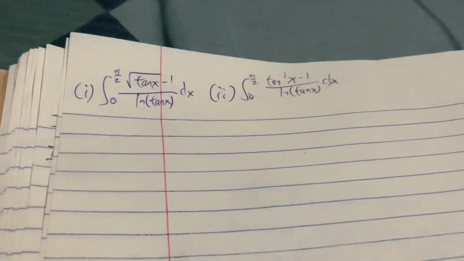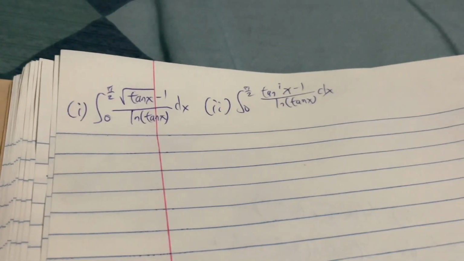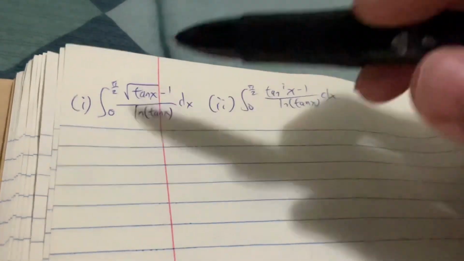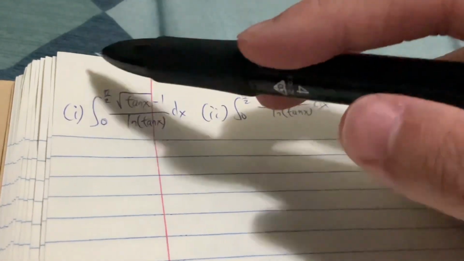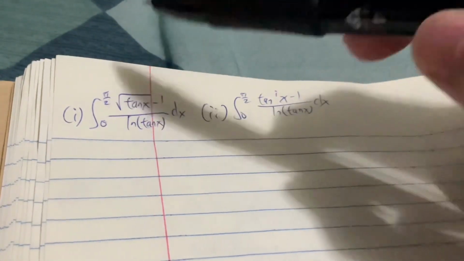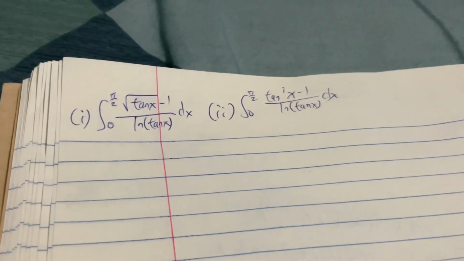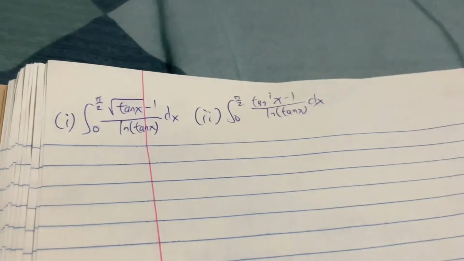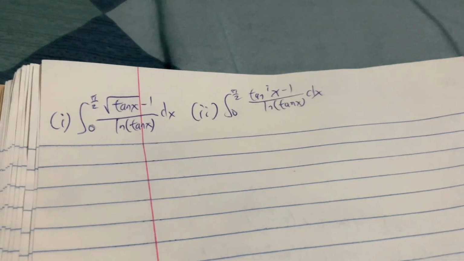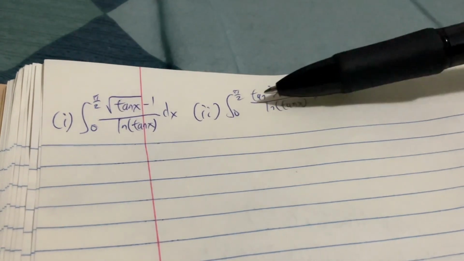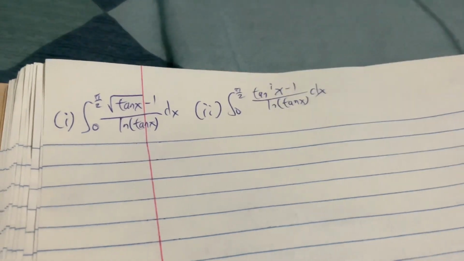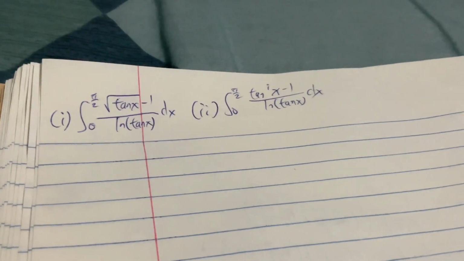Welcome to Feynman's tanx. Today we are going to evaluate two familiar integrals. These two integrals are both evaluated from 0 to π/2, and the integrand is tangent x to the power of something, minus 1, over ln tangent x. So the first one is the square root of tangent x, which is tangent x to the power of 1/2, right? And the second one is tangent x to the power of i, which is really cool, right?